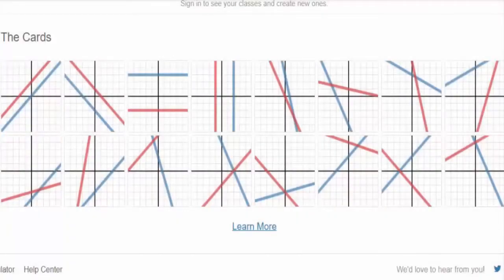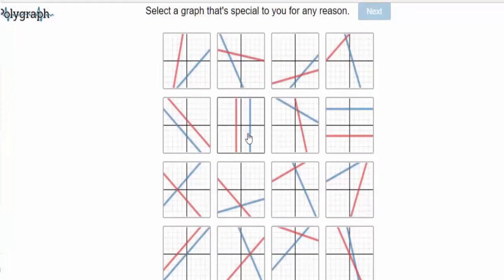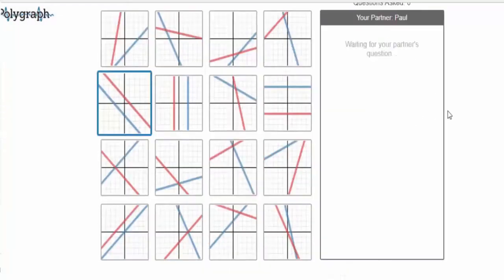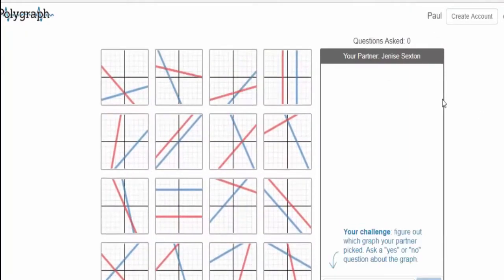Another important component of this standard is the understanding that not all systems have a solution. While other systems may have infinite solutions or just one solution, some can have no solution. This can be derived from this polygraph activity from Desmos. In the polygraph activity, students work in partner pairs. One partner selects a graph, while the other asks questions based on the characteristics of the graph. These questions should only be answered with yes or no.